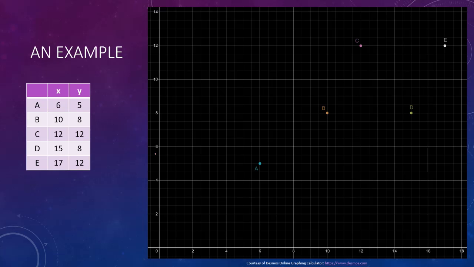So say we have these data points here, A, B, C, D, and E. Well, first we're going to start off by creating a distance matrix. So how do we do that? Well, first we're going to need to pick an equation to use for our distance calculations.